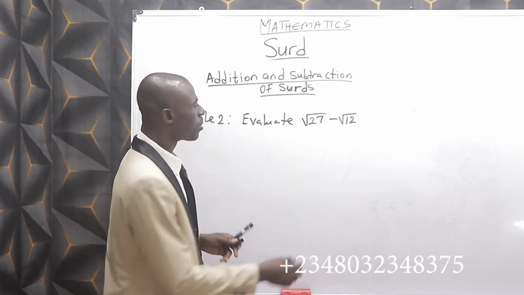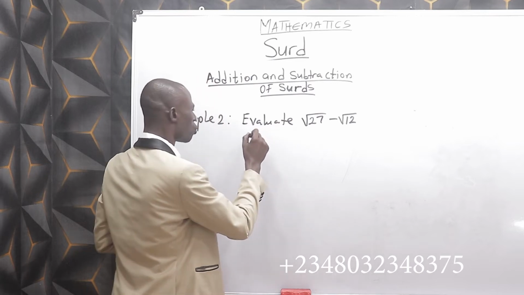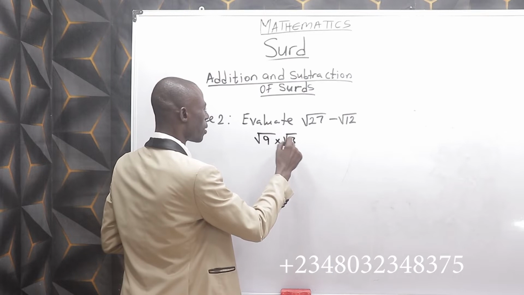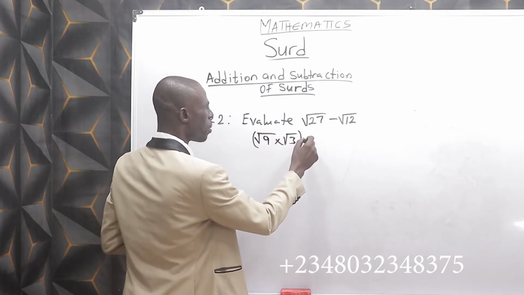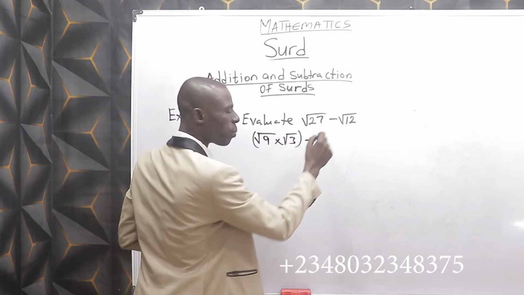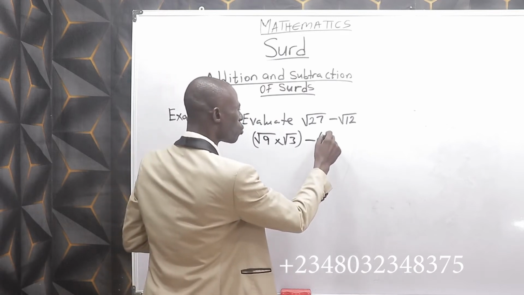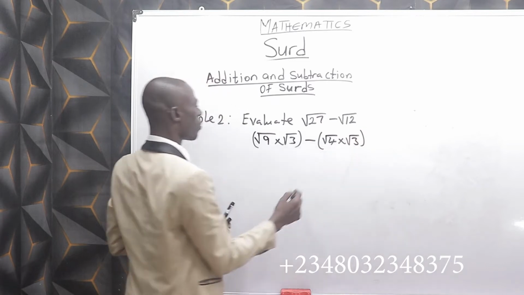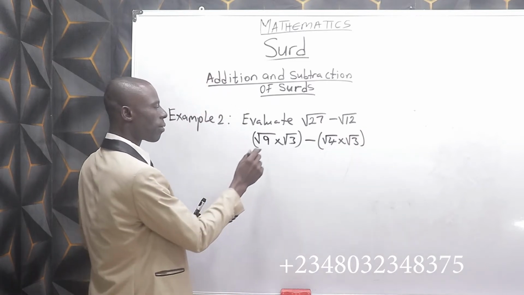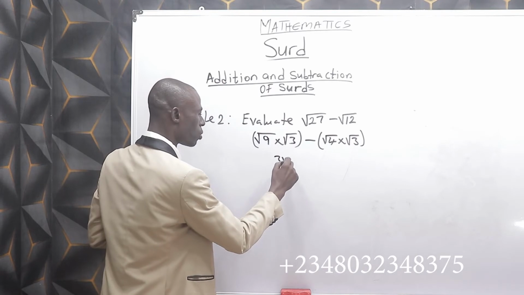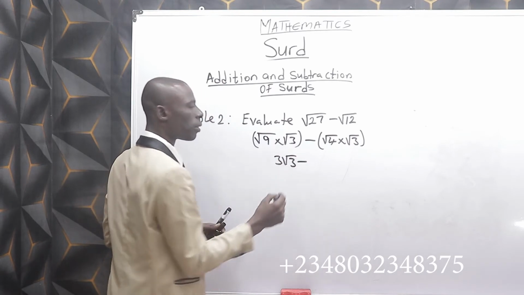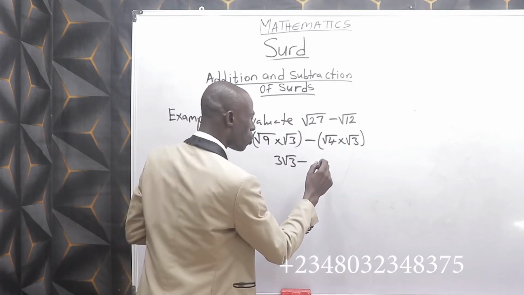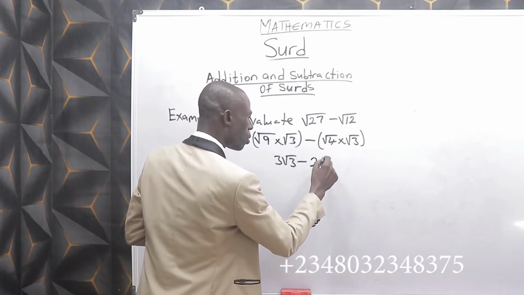Simplify root 27 to be root 9 times root 3, in brackets, minus, simplify root 12 to be root 4 times root 3. Square root of 9 is 3. 3 times root 3 gives us 3 root 3, minus, square root of 4 is 2. 2 times root 3, that is 2 root 3.